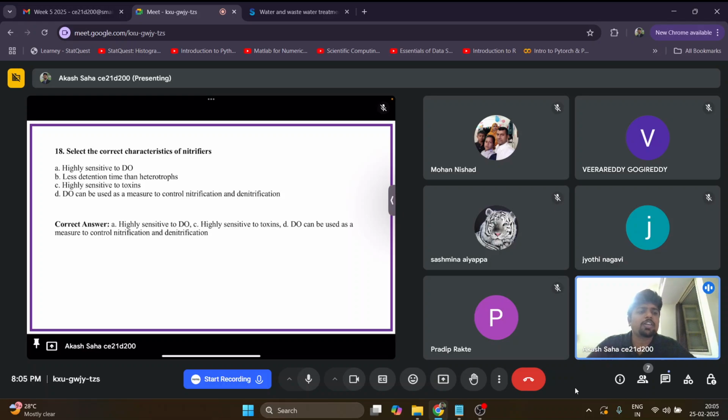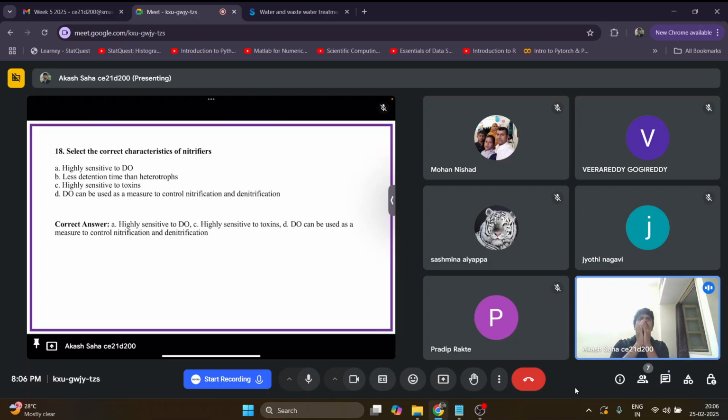So in nitrification, oxidation is happening from ammonia to nitrite to nitrate. Whereas in denitrification, it has to be done in an anoxic region, so there is no DO in that. So DO has to be controlled during the nitrification and denitrification. So option D is also correct, as well as option A and C.